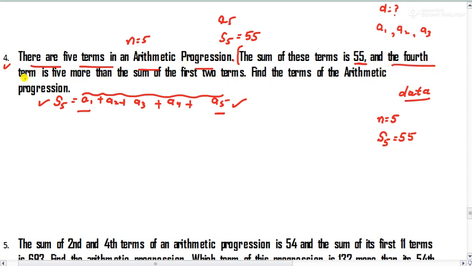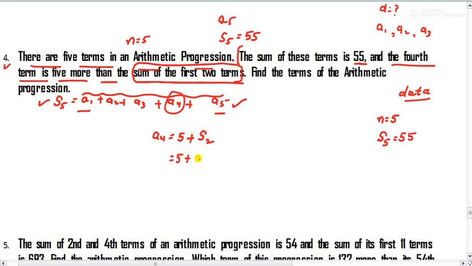Next, the fourth term, A4, is 5 more than the sum of the first two terms. So this is 5 plus S2. The sum of the first two terms, you can also write as A1 plus A2. Even this is correct. Next is find the terms of the AP. Again we have two data: S5 and the fourth term is 5 plus S2.